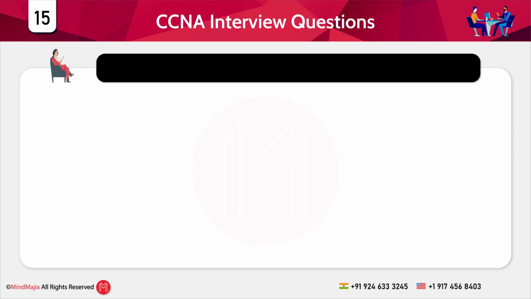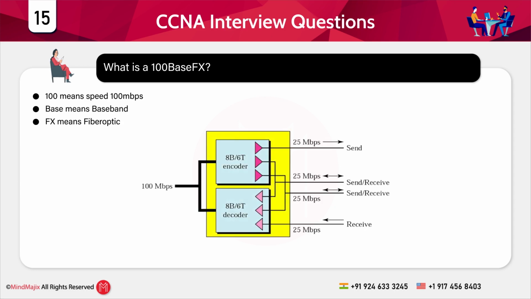Next question is again related to cabling. So what is a 100 Base FX? So 100 here refers to speed, 100 Mbps. Base means baseband, and FX means using a fiber optic connection.